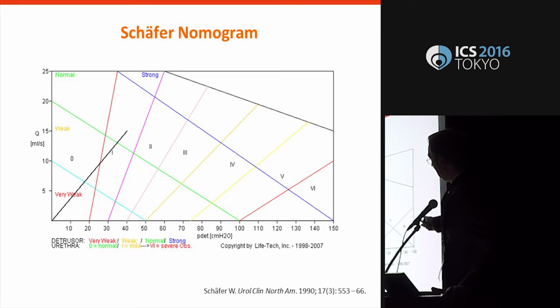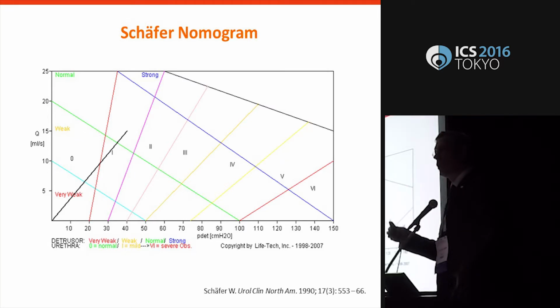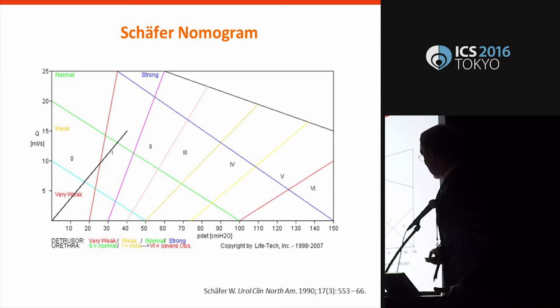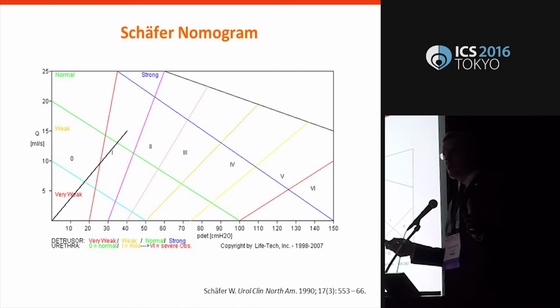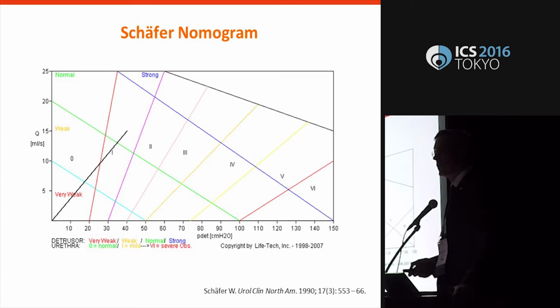When it is in the middle, it is in a normal position. If it is higher, then it is strong or very strong. But if it is lower, then it is weak or very weak. So we can judge contractility according to different types of bladder outlet obstruction. The bladder outlet obstruction categories are Schäfer grades 0, 1, 2, 3, 4, 5, and 6. So the Schäfer nomogram provides information about bladder outlet obstruction and categories of contraction strength.